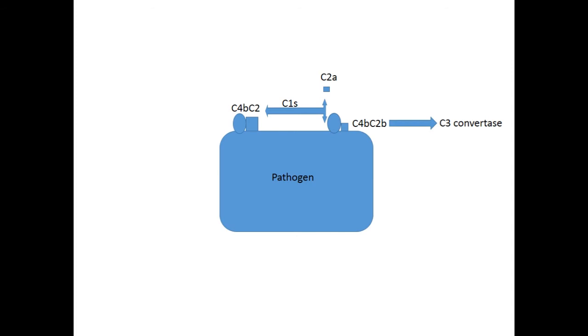Now C4b, C2b is called the C3 convertase of the classical pathway. In any complement system, in whichever of the three pathways you may see, the formation of C3 convertase is the most critical step. So the most critical step has occurred, that is the formation of C4b, C2b, which is the C3 convertase of the classical pathway, which has formed on the surface of the pathogen.